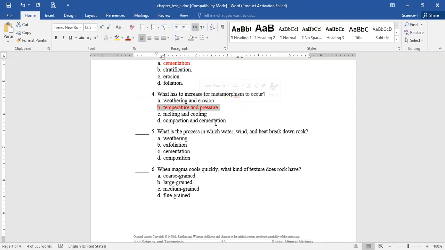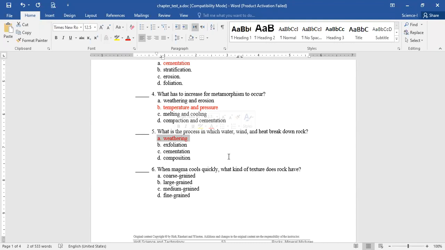Weathering. Weathering. Good. Okay, so it's weathering, the process of breaking rocks into small pieces, which are known as clasts or sediments. Good. Question number 6. When magma cools quickly, what kind of texture does the rock have? What kind of texture will it have?